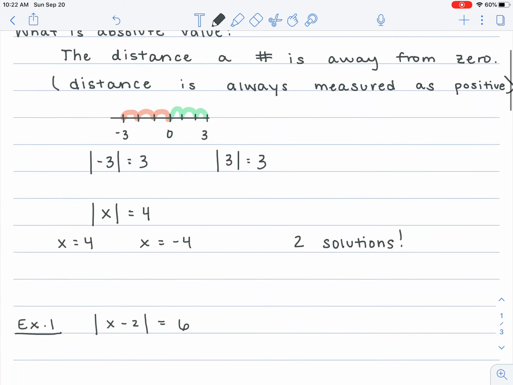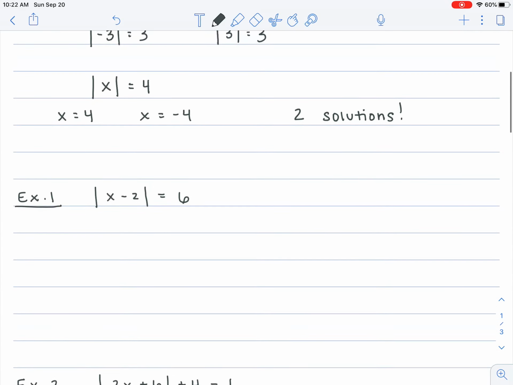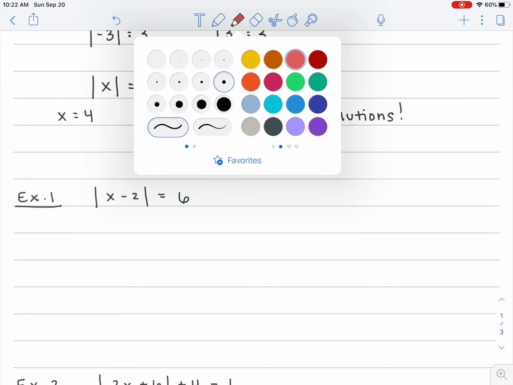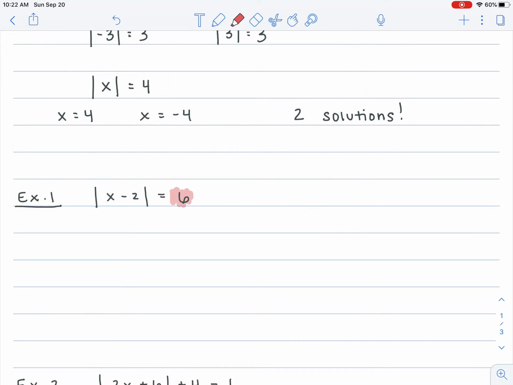So let's do an example here. Our first example says the absolute value of x minus 2 equals 6. When we're doing these problems, you first want to make sure the absolute value is all by itself on that side of the equation. If you look at the left-hand side, do you agree that the absolute value is all by itself? Awesome. You also want to make sure that it's always equal to a positive, because can an absolute value equal a negative? No. So you notice we have 6, that's okay.